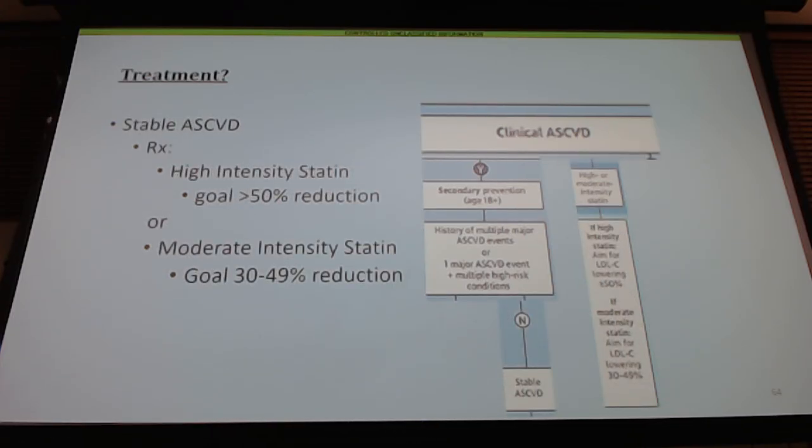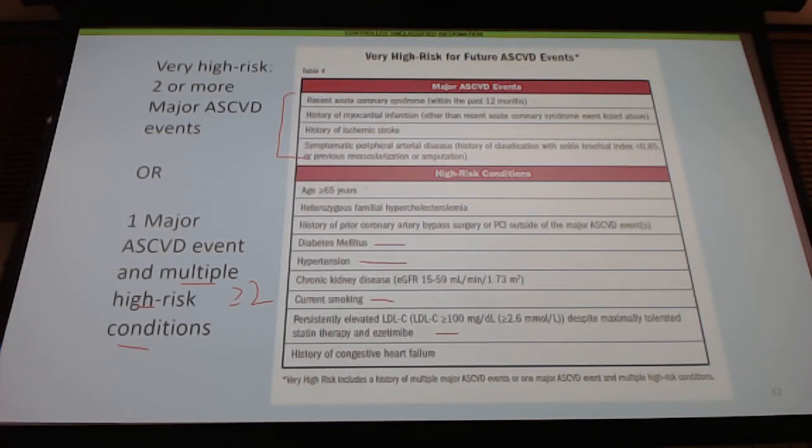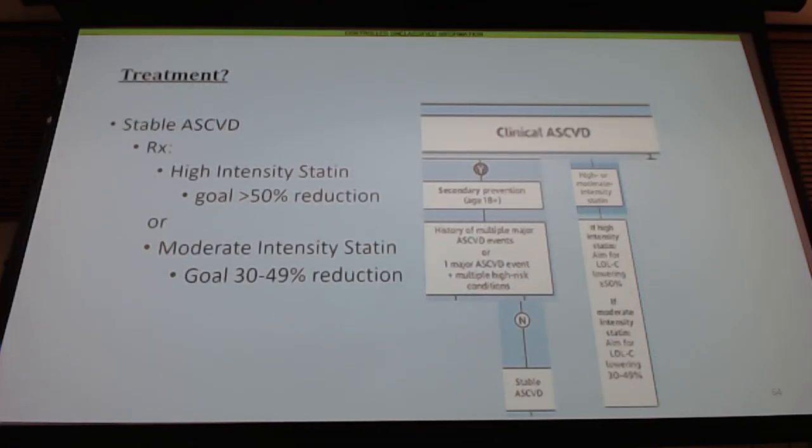Let's say that they don't meet the criteria for very high risk. So that would be that they have one of these and at most one of these conditions. They now qualify for stable ASCVD. And when you go down the treatment limb of secondary prevention for stable ASCVD, it's high or moderate intensity statin. So they give you a little leeway, and that's where you can talk to your patients and see what would be the appropriate dosing to put them on.